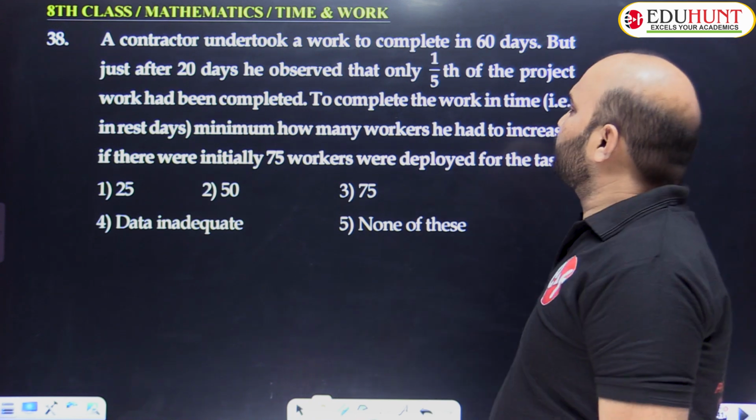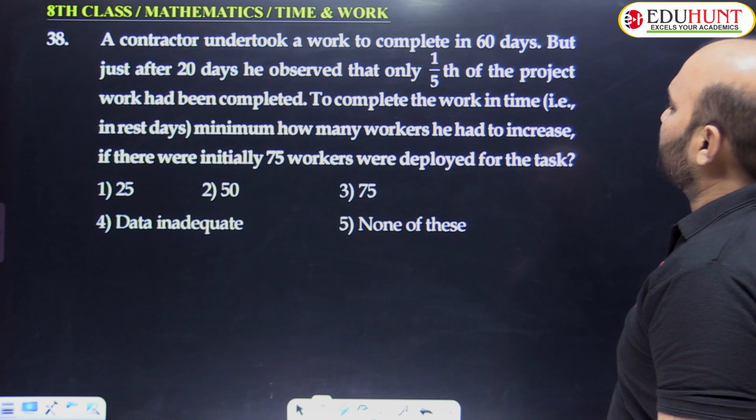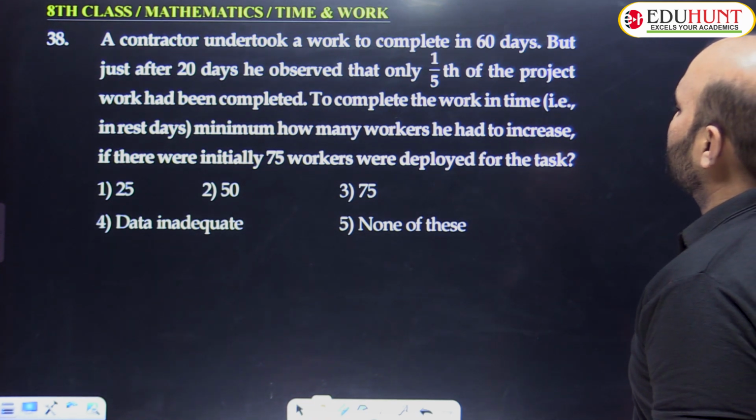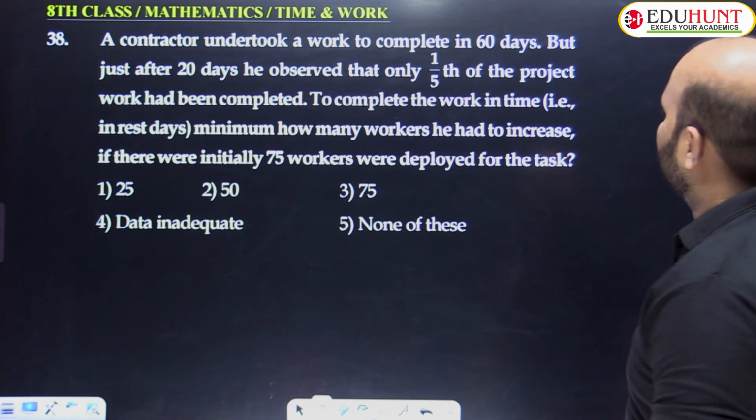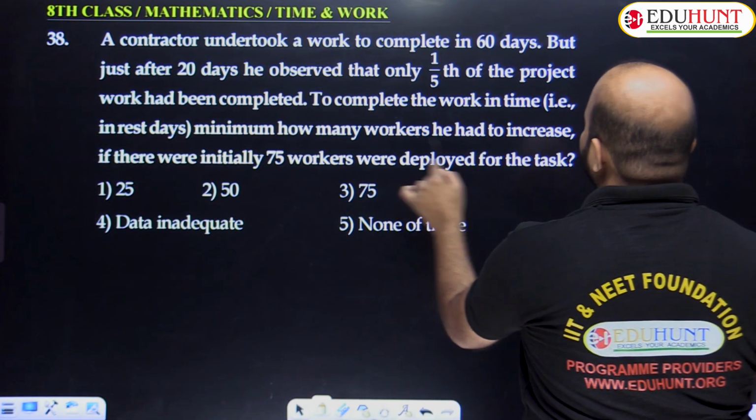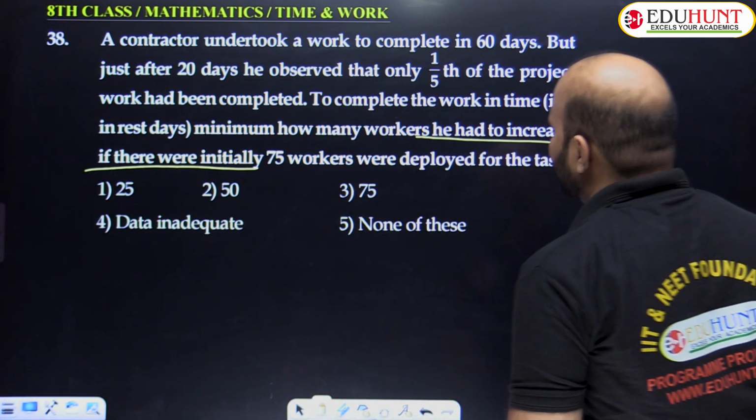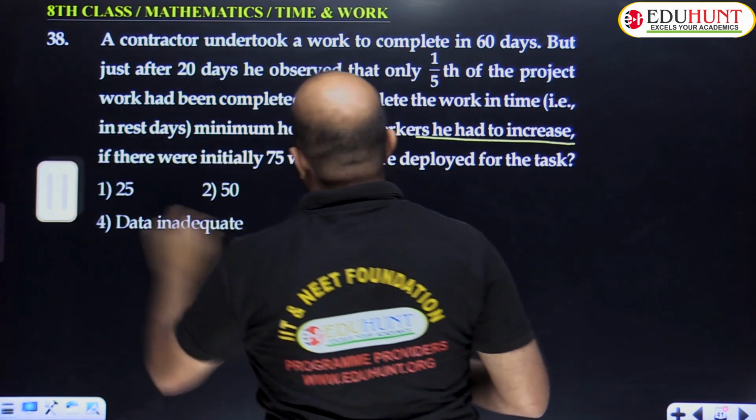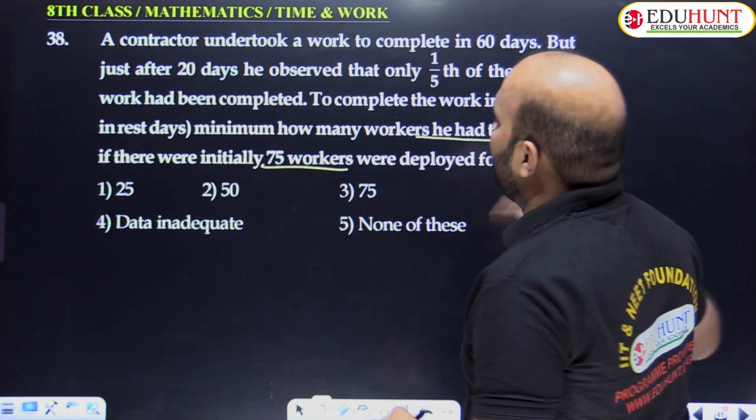A contractor undertook a work to complete in 60 days. But just after 20 days, he observed that only 1/5 of the project would have been completed. To complete the work on time, that is in the rest of the days, at minimum how many workers does he have to increase, if initially 75 workers were deployed for the task? So initial strength given is 75 members.